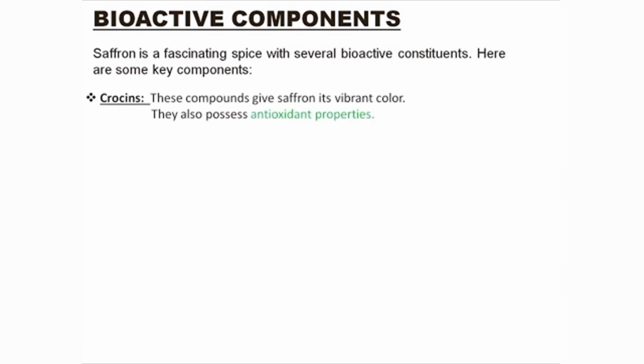Firstly, we discuss crocin. Crocin is generally an unusual apocarotenoid, and these pigments are detected in the red lobes of the stigma of the flower. This compound gives saffron its vibrant color, and it also possesses antioxidant property. Next one is quercetin. Quercetin is generally responsible for the aroma of saffron, and it is also an apocarotenoid. Quercetin is a lipophilic carotenoid, which is derived from the hydrolysis of crocin glycosides.